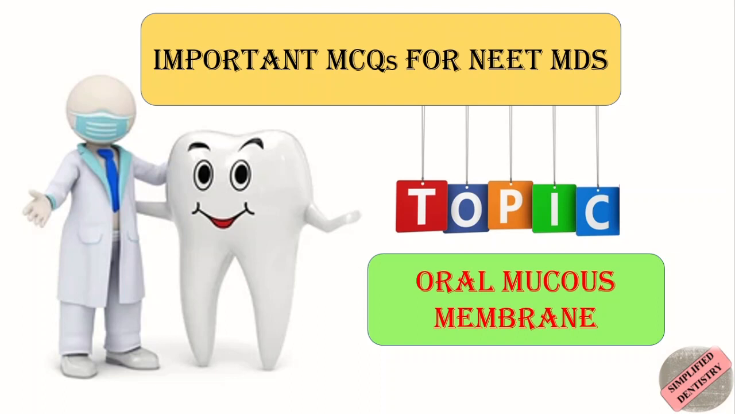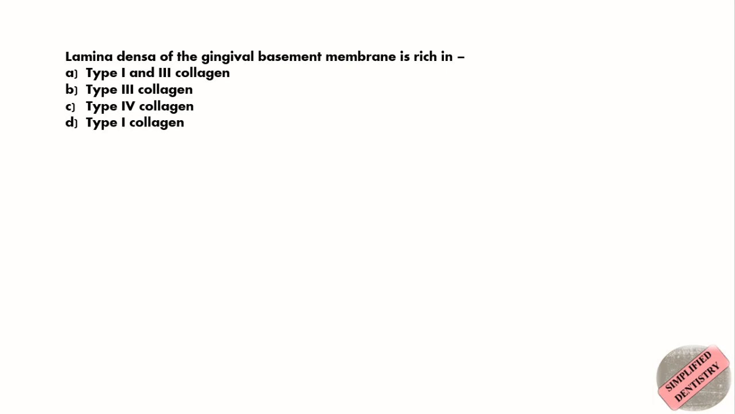In my previous videos, I have discussed the structure, functions and classification of oral mucous membrane. And now in this video, let's have a look at the questions related to oral mucous membrane that have been asked in various exams. So the first question is, lamina densa of the gingival basement membrane is rich in, and the options are option A, type 1 and 3 collagen, option B, type 3 collagen, option C, type 4 collagen, and option D, type 1 collagen.